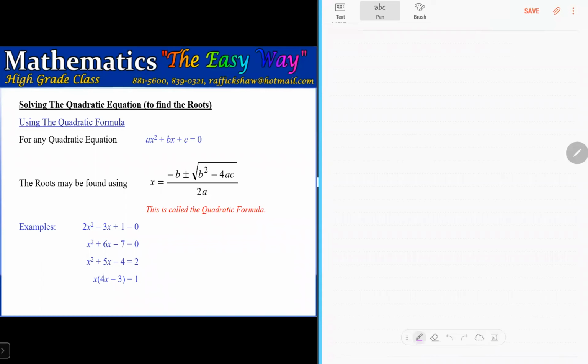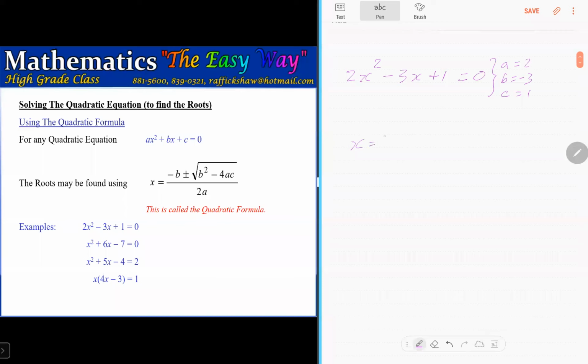All right, good. So let's look at the first one. Let's run through these examples quickly. The first one is 2x squared minus 3x plus 1 equals 0, right? I want to solve it. It is already in standard form, where a is 2, b is -3, and c is 1. I'm going to drop those values in the formula to find the roots.